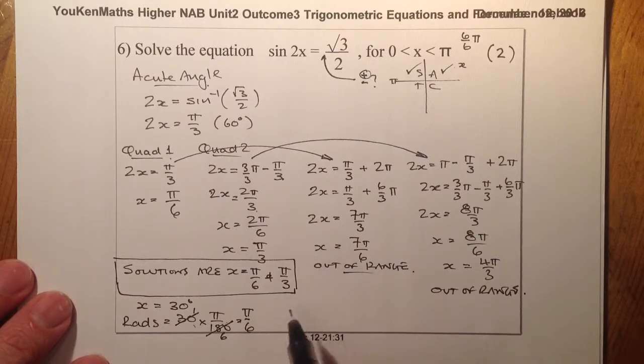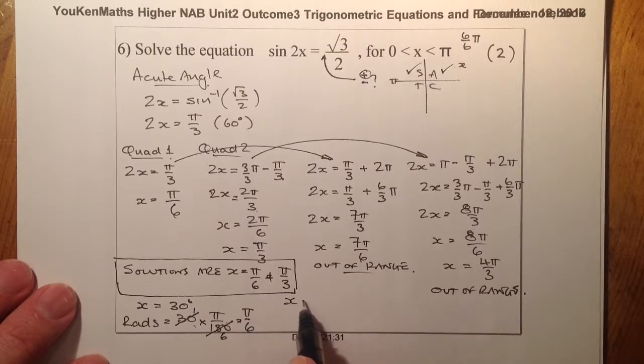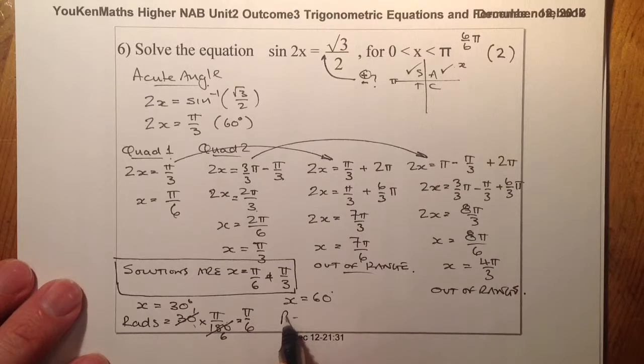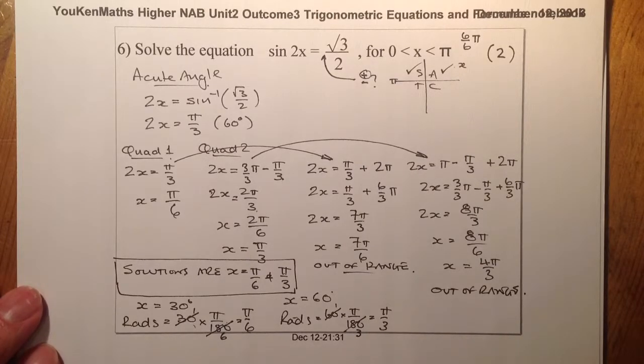And for this one here, for my second solution, x would be equal to 60 degrees. And from there, all I would do is just the same thing. So working in radians, I'm going to multiply by pi over 180, divide the top by 60, that gives me 1, divide the bottom by 60 gives me 3, which gives me pi upon 3. And you must state the answer in radians here.